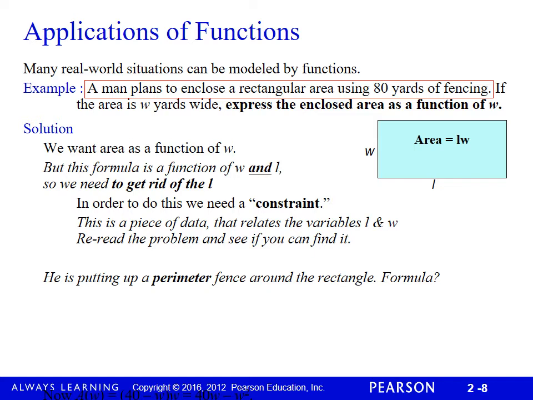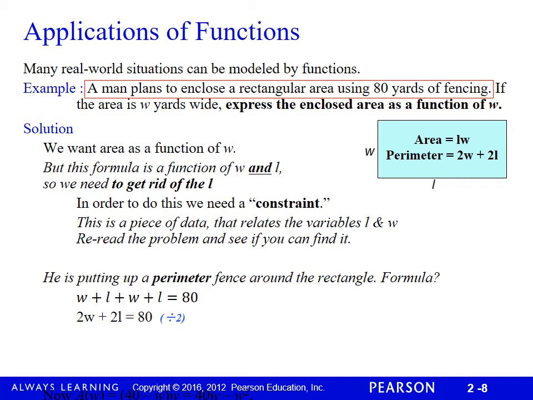If we built a fence along one side of W and one side of L, would that keep any animals inside the fence? Of course not, because the top and the right would not be covered. So our formula for perimeter is W plus L plus another W for the right side plus another L for the top, okay? And this simplifies into our perimeter formula for a rectangle, which is 2 width plus 2 length.